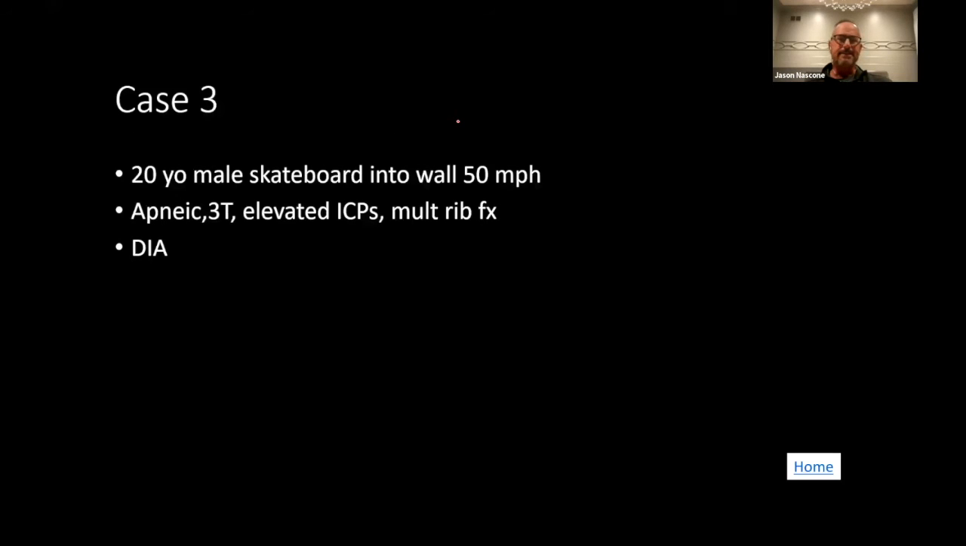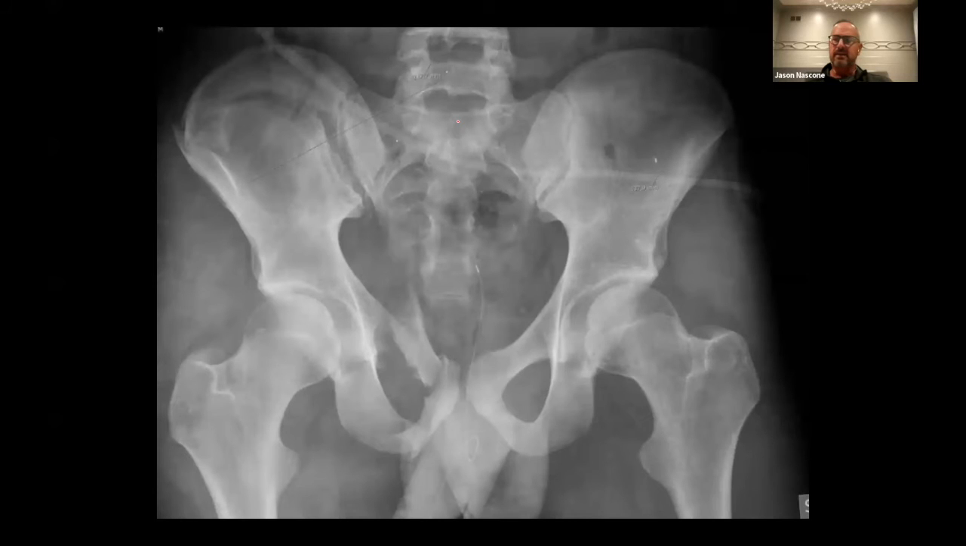All right, third case, a 20-year-old skateboarder into a wall. He has a severe brain injury, diffuse axonal injury. He's pretty sick, and he has this injury. We see a right-sided pelvic ring disruption. He's got a crescent fracture that's coming down into a sacroiliac disruption here. And then he's got a pretty unstable looking anterior ring injury with segmental rami injuries.